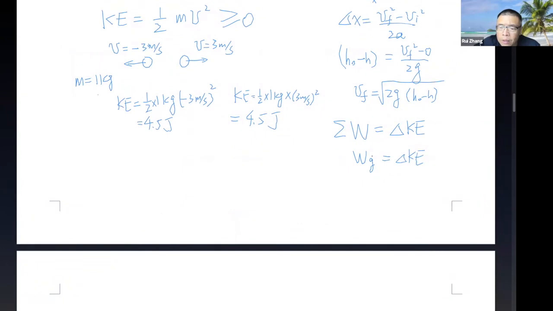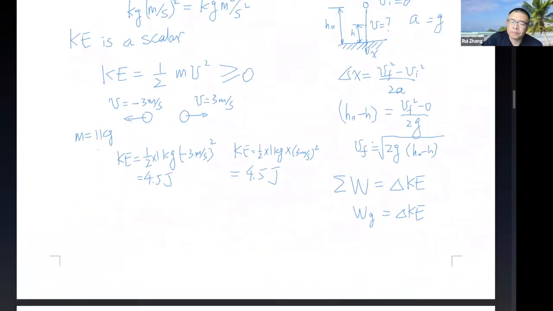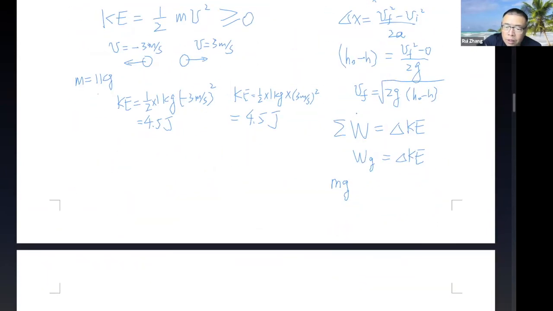Now we need to calculate this work. So gravity, the force is mg, right? We know that. Using the definition here, it's force times distance times cosine theta, right? So this is going to be mg for the force. The distance here is just this height difference, so it's going to be h naught minus h. And then cosine theta.